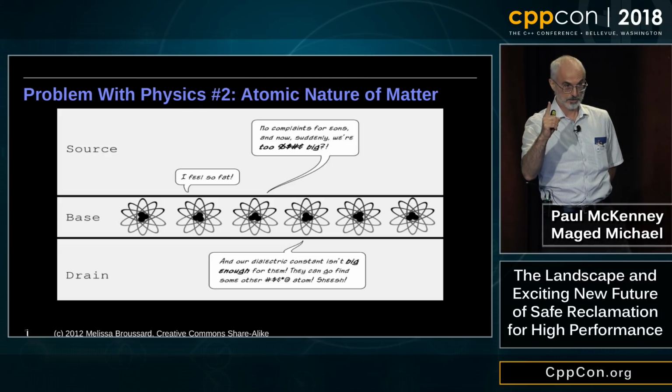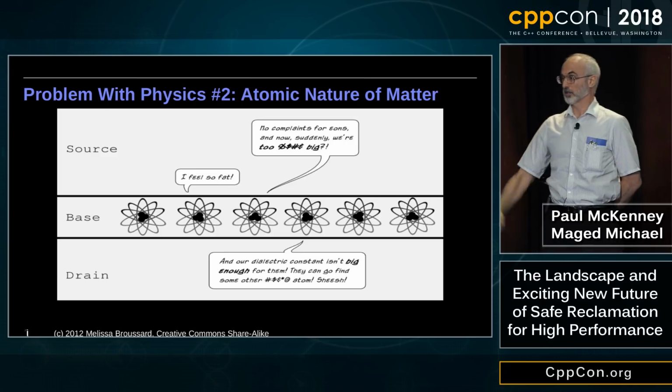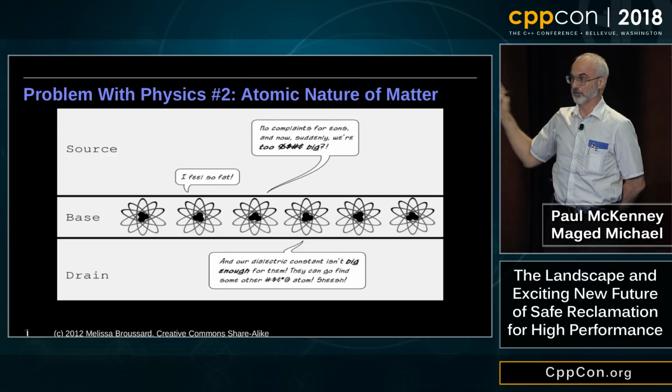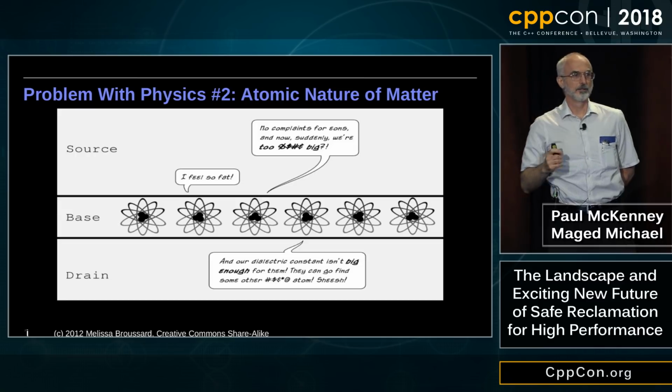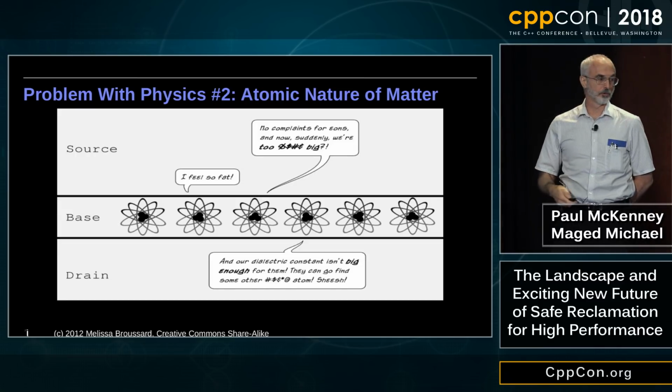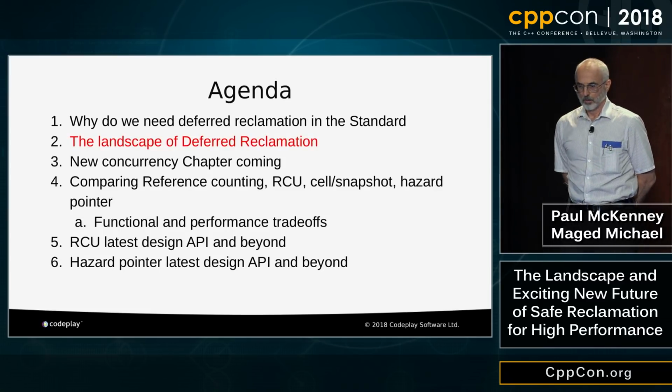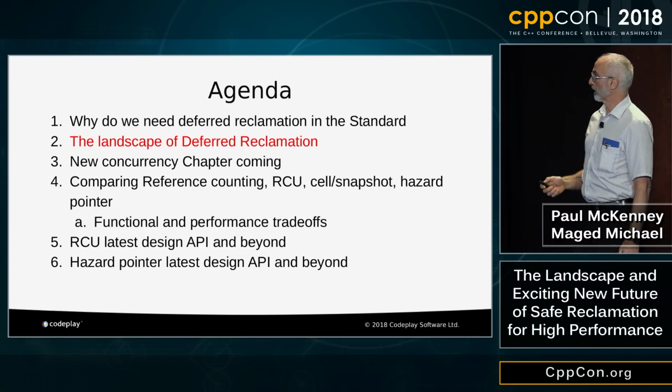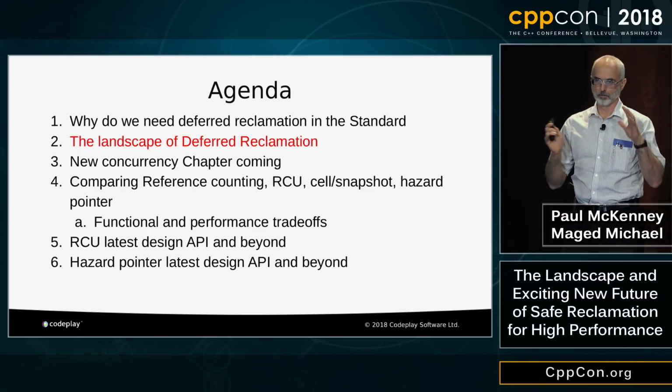But until you do, I'm asserting that these things are limiting us and we have to live within those limits. And this is one of the reasons we have things like deferred reclamation. Okay, so let's take a look at what we have for deferred reclamation. We'll just take a quick look at a few things.